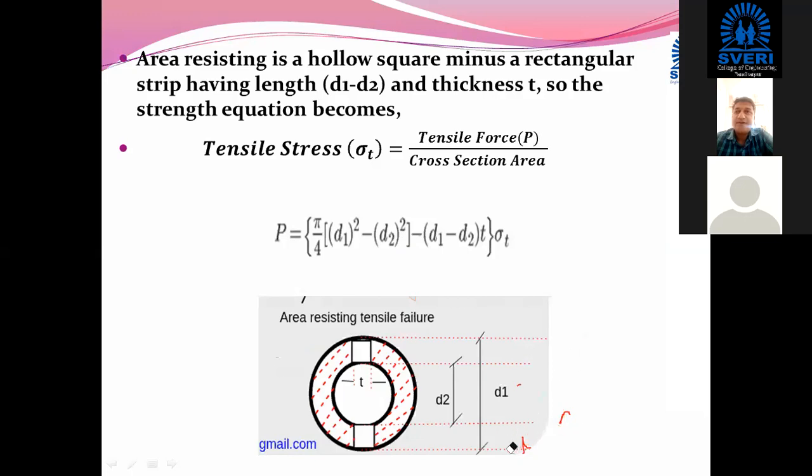So here this area is calculated as pi by 4 into d1 square minus d2 square. Pi by 4 is taken common from the bracket, minus d1 minus d2 multiplied by the width, that is t, and it has to be again multiplied by 2. Oh, whether it will be 2 or not? No, it will not be 2. Why? Why is 2 not considered here, though this rectangle is at two sides?